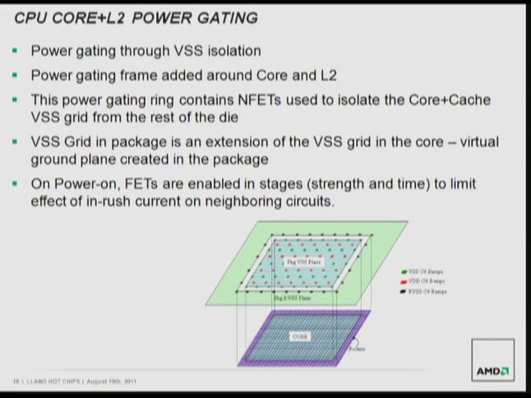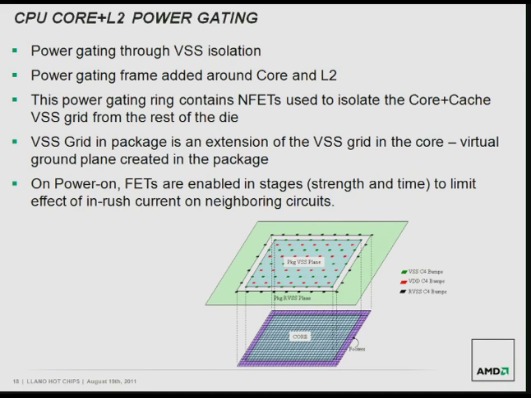The way we implement the CPU core and L2 power gating is through VSS isolation. We basically create a frame of power FETs around the core and cache, and we turn that on and off to isolate the ground plane of the core from the rest of the ground plane on the die. We also supplement that with a virtual ground plane in the package as well. So the power FETs essentially stitch together the real and virtual grounds in the package and on the die.